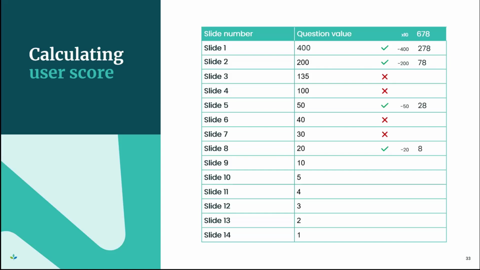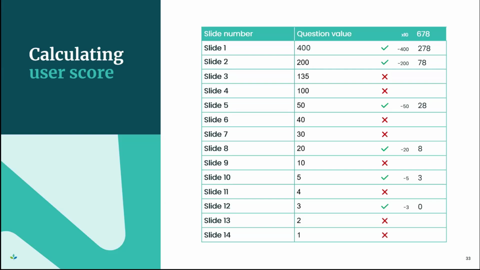I'll mark slide 9 as incorrect since 10 is larger than 8. And then I'll mark the next slide as correct, take away 5 to leave me with 3. Slide 11 will be marked as incorrect. And then slide 12 will be marked as correct, and we'll take away 3 to leave us with 0. And our last two slides will be marked as incorrect because they're both higher than our value of 0.